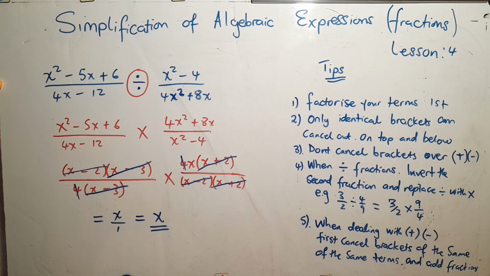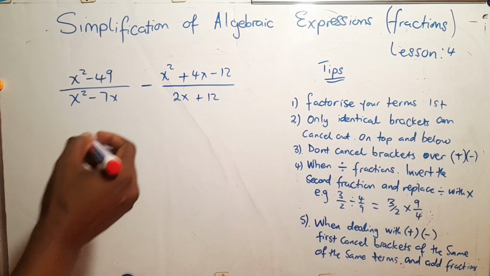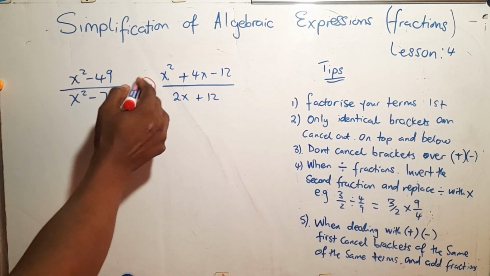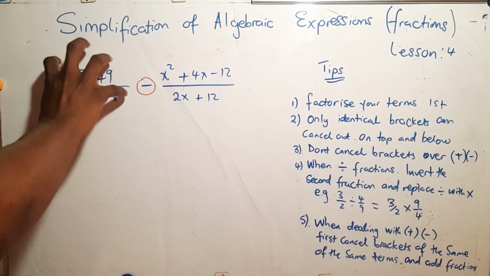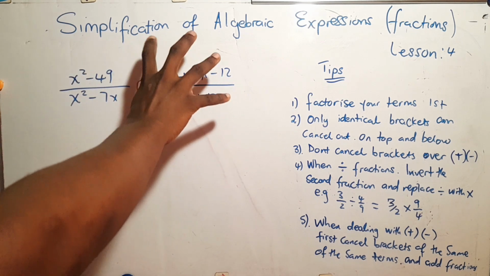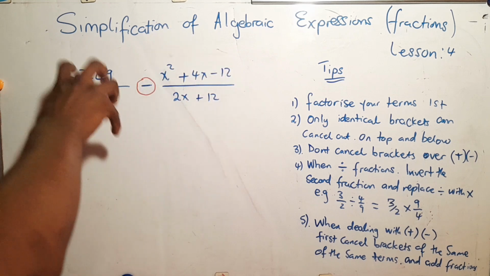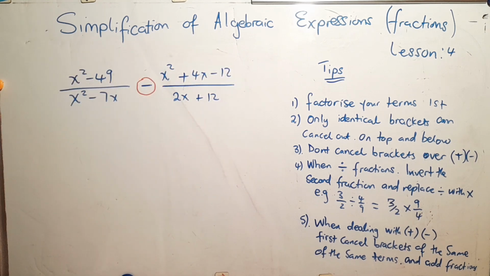So let's move on to the ones with addition and subtraction in the middle. So let's take a look at this one now, where we can see that we're having a minus in between, right? So as I explained, we first deal with this fraction, and we deal with this fraction, and then we can see the terms that are cancelling in this fraction, and the terms that are cancelling in this fraction, and then we can subtract the terms.